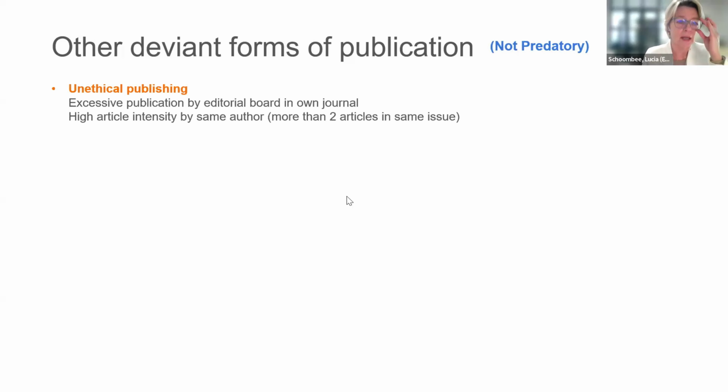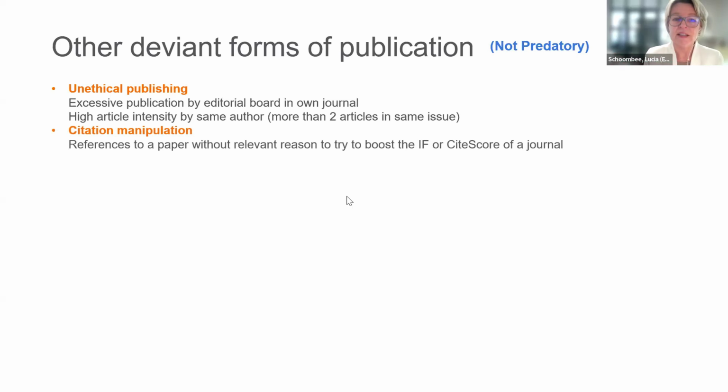So this is, for instance, unethical publishing, where there's excessive publication by the editorial board in their own journal, so they're not doing proper peer review, high article intensity by the same author in the same issues, for example. So this is just to build a resume of high publications, but doing it in an unethical way. There's citation manipulation, references to papers without relevant reason. And the aim is then to boost the impact factor or to boost the site score, right?